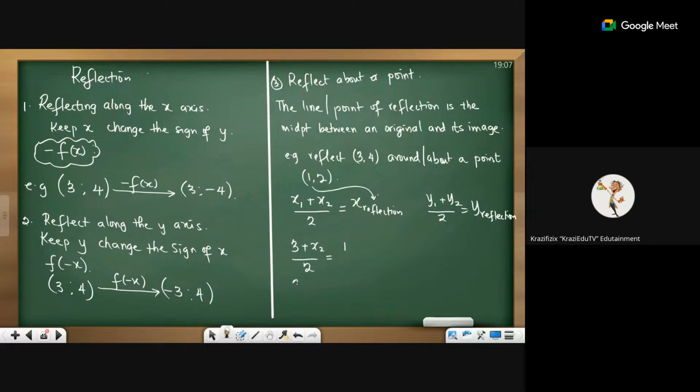What's my answer? 3 plus x2 will be equal to what? 2. What is x2? -1. I'm done there. What's the next one? 4 plus y2 over 2 should be equal to what? 2. All right, what is that? 0. So what is my new point?